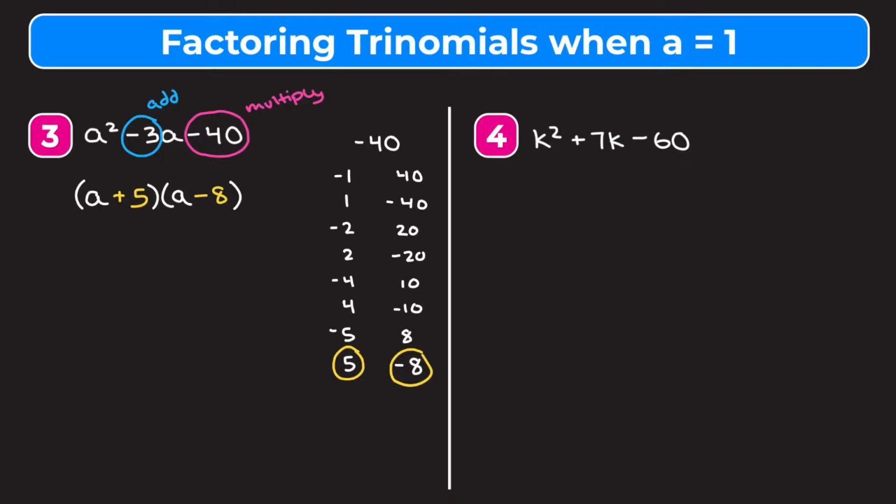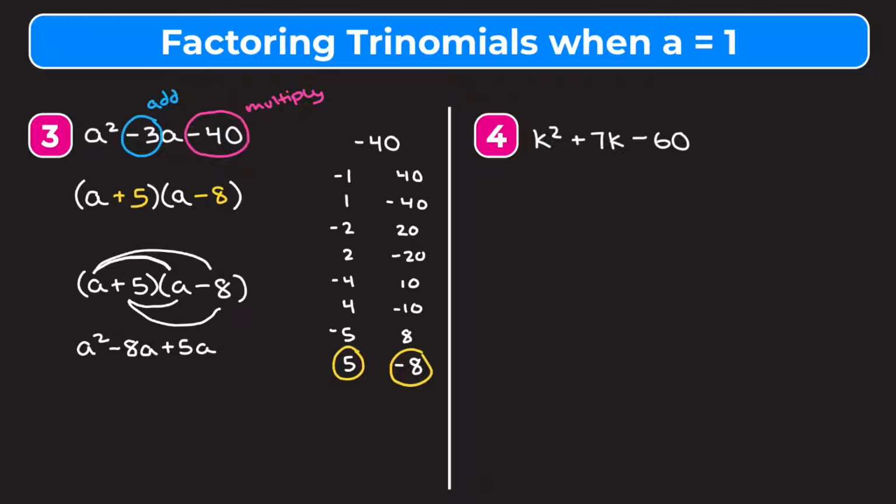And then we're just going to refoil just to show that this works. So a plus 5 times a minus 8. A times a is a squared. A times minus 8 is minus 8a. 5 times a is plus 5a. And 5 times negative 8 is negative 40. When we combine negative 8a plus 5a, we get a negative 3a. So we get our original expression of a squared minus 3a minus 40, so we know we factored correctly.